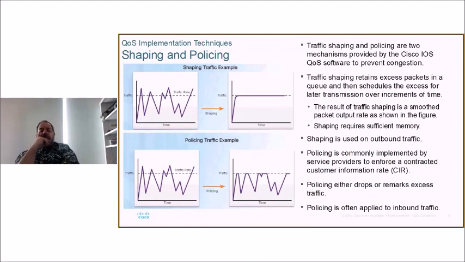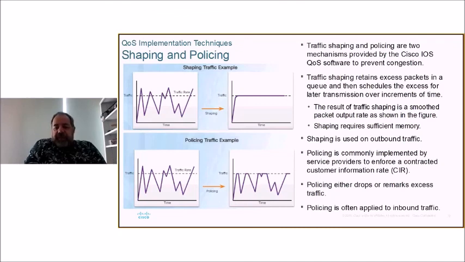Okay, so shaping and policing. Traffic shaping and policing are 2 mechanisms provided by IOS QoS software to prevent congestion. Traffic shaping retains excess packets in a queue and then schedules the excess for later transmission over increments of time. The result of traffic shaping is a smooth packet output rate as shown in the figure. So instead of having peaks above that line, you can smooth it out. Shaping requires sufficient memory, so you've got to have the buffer space to be able to do this. Shaping is used on outbound traffic.